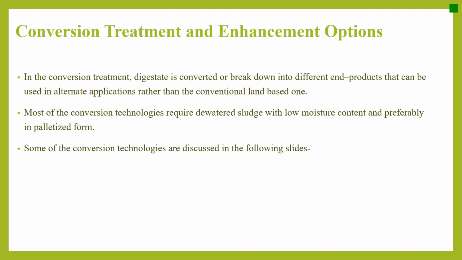Conversion treatment and enhancement options. In the conversion treatment, digestate is converted or broken down into different end products that can be used in alternative applications rather than the conventional land-based one. Most of the conversion technologies require dewatered sludge with low moisture content and preferably in a pelletized form. Some of the conversion technologies are discussed in the coming slides.